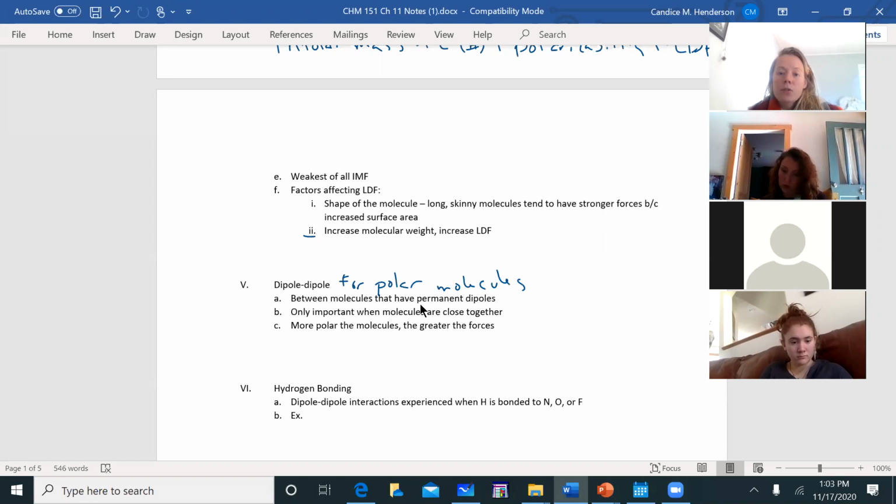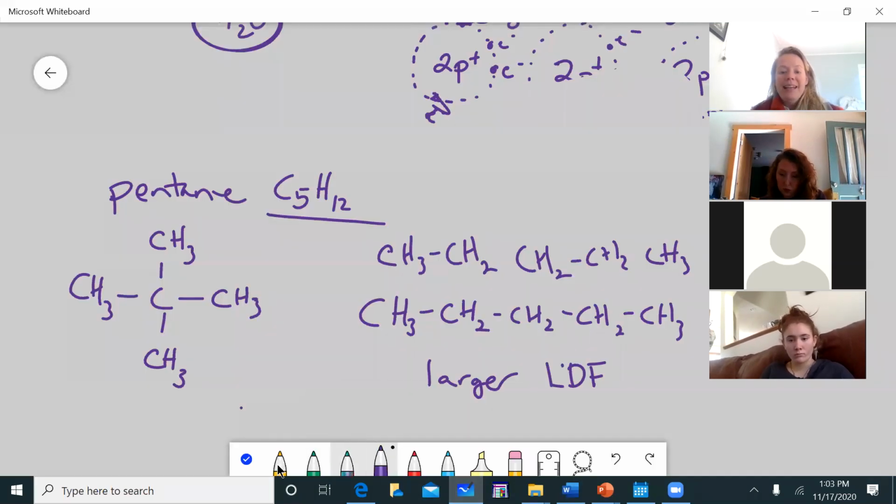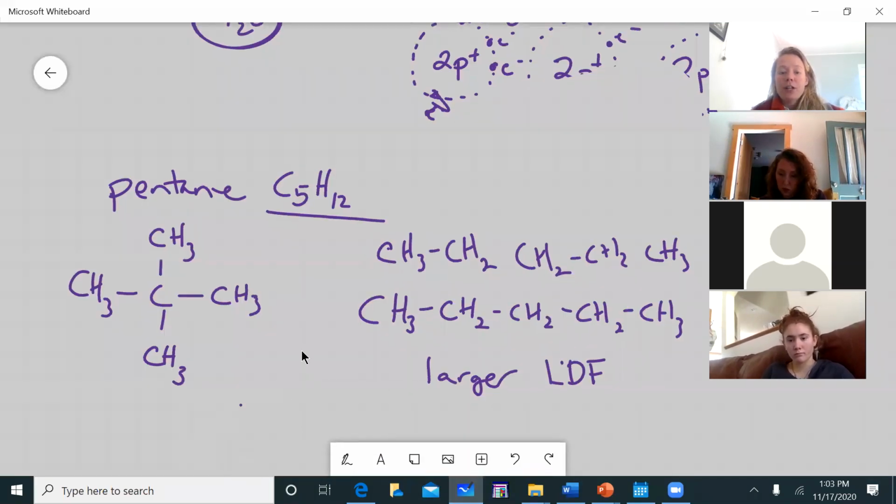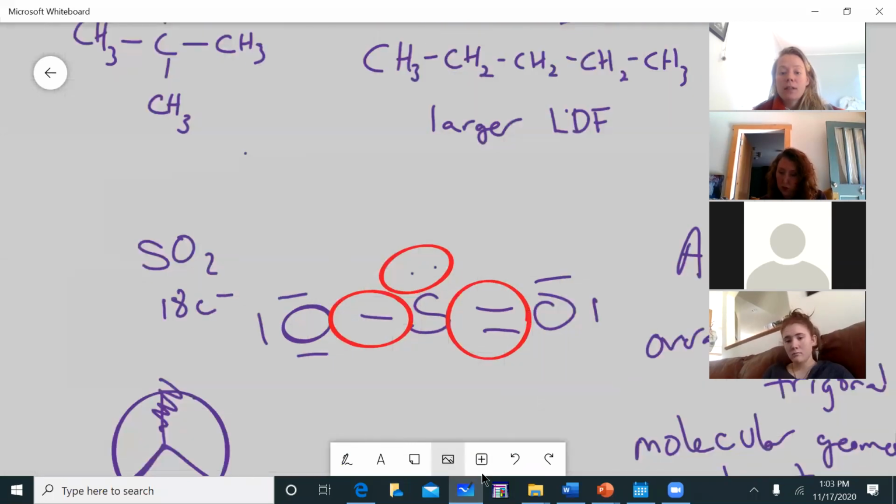Important thing, it's between two molecules that have a permanent dipole. Permanent meaning that the dipole isn't temporary, it's not going to go away. So let's draw out a couple things that are polar. Anything that has a lone pair of electrons on the central atom is going to be polar.